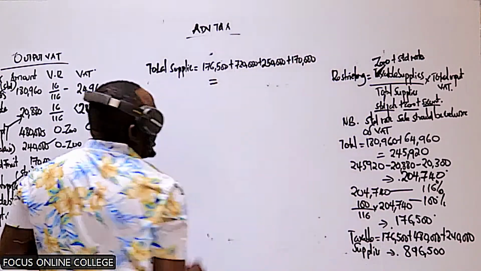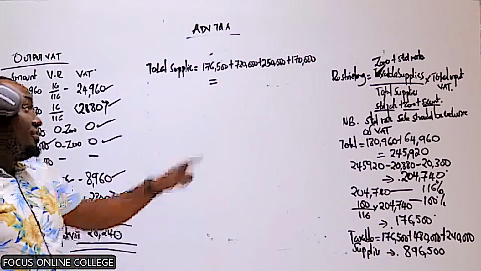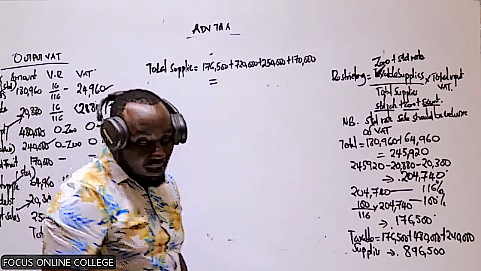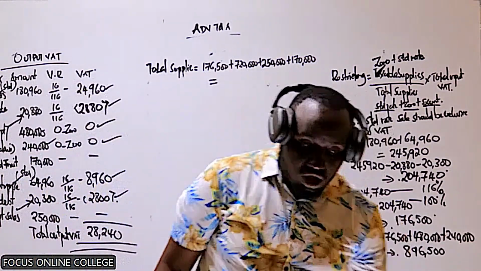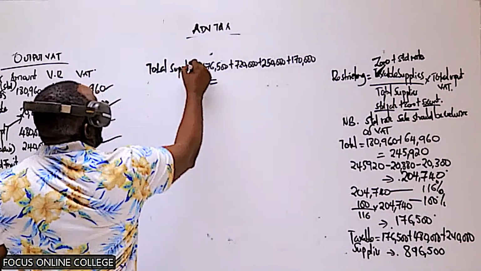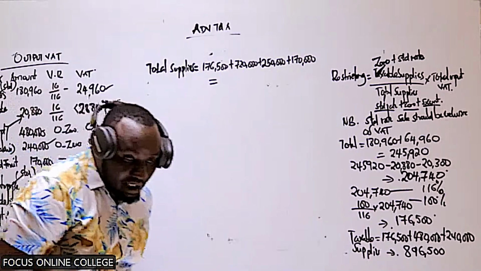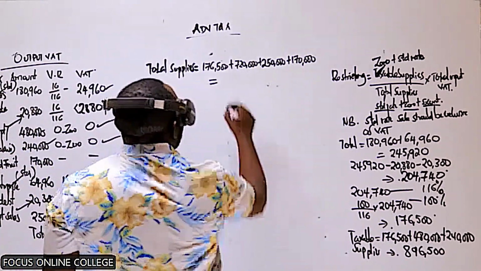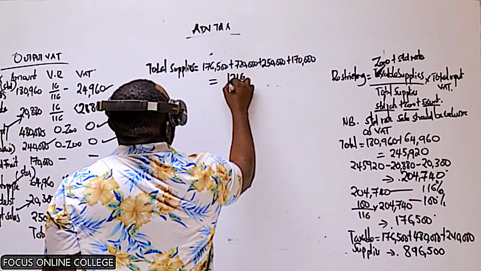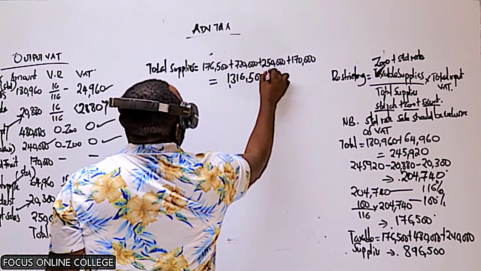So what is the total taxable supply? 250 plus 170. So what is the total supplies? What is the figure for the total supplies? So we have it as 1,316,500. So we can restrict.